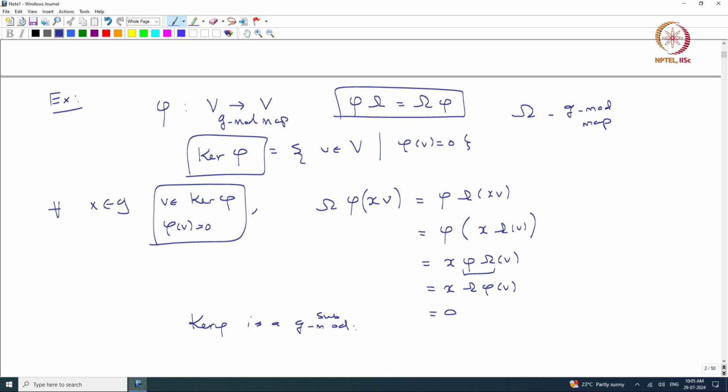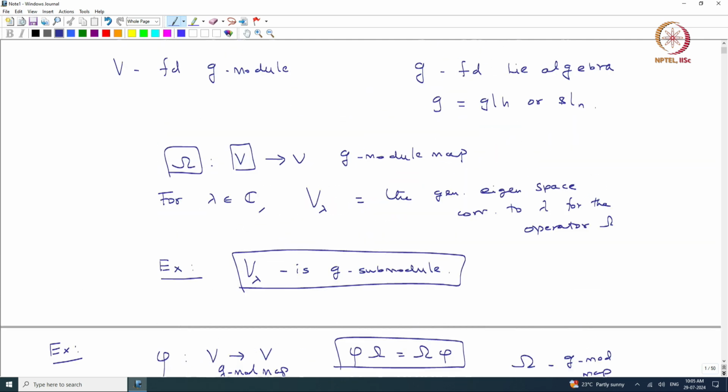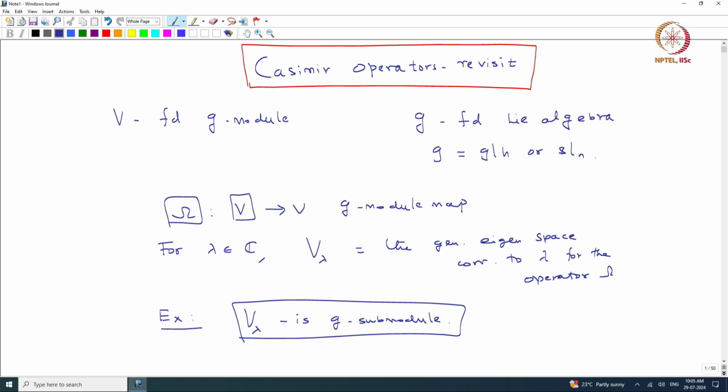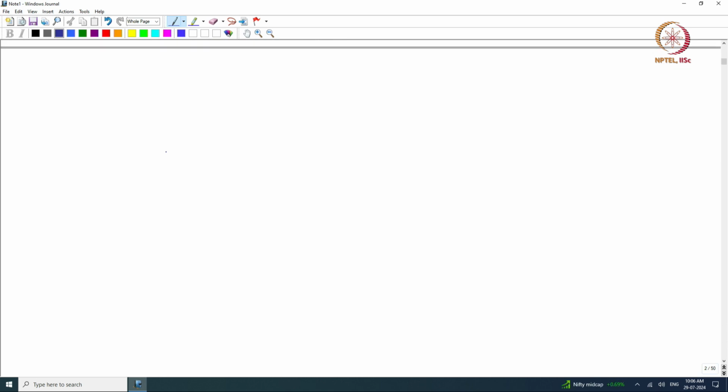So this gives us a way to decompose V into G submodules. If we take any G module map and look at generalized eigenspaces, then we can write V as a direct sum of generalized eigenspaces for omega. That is called the primary decomposition of V with respect to omega, and that gives you a G module decomposition of V. So that is why we were looking for some operators that commute with the action of G. That was the motivation to look for the operators, and then we defined the Casimir operators corresponding to some representations.